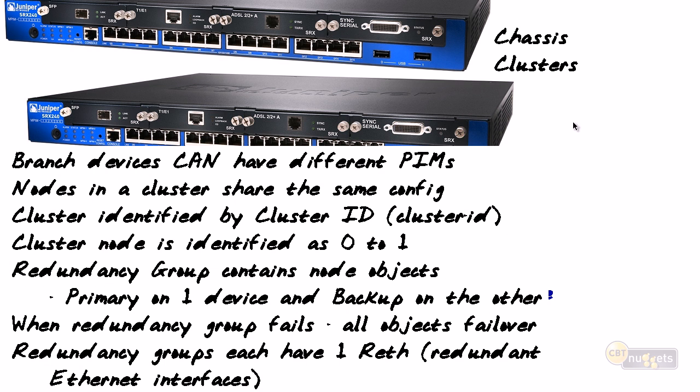You also have a logical construct or a container known as a redundancy group. And the redundancy group contains the node object. So this chassis cluster would be represented by a redundancy group. You'll have a primary on one device and a backup on the other device. If the redundancy group fails, okay, let's say both of these in the cluster, if the redundancy group fails, then all of the objects are going to fail over. Now, a redundancy group, as we're going to see in this next diagram, each redundancy group has one RETH, R-E-T-H, or redundant Ethernet interface. Let's take a look.